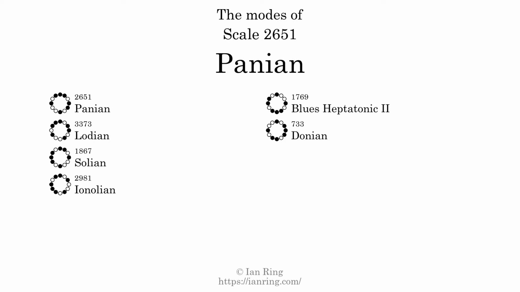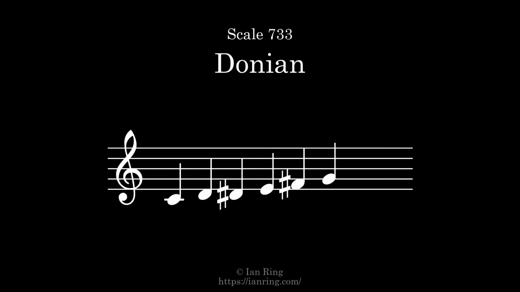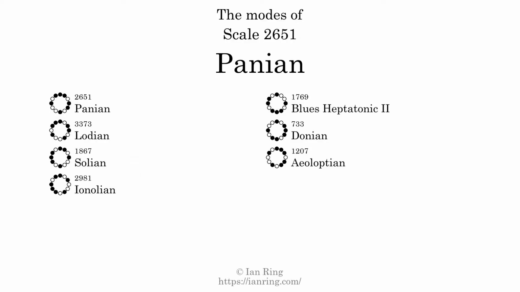The sixth mode is scale 733, also known as Donian. It sounds like this. The seventh and last mode is scale 1207, also known as Eloption. It sounds like this.